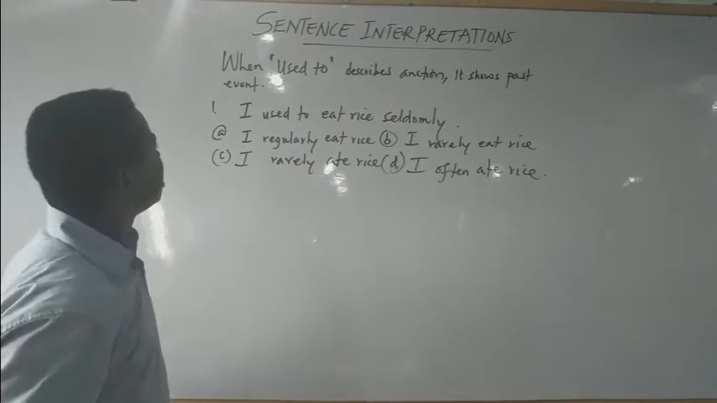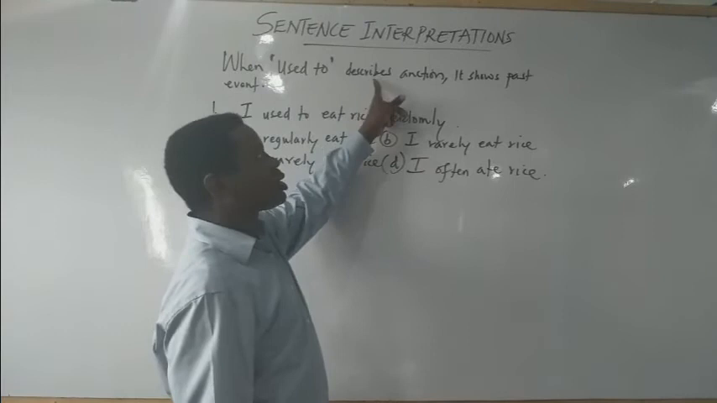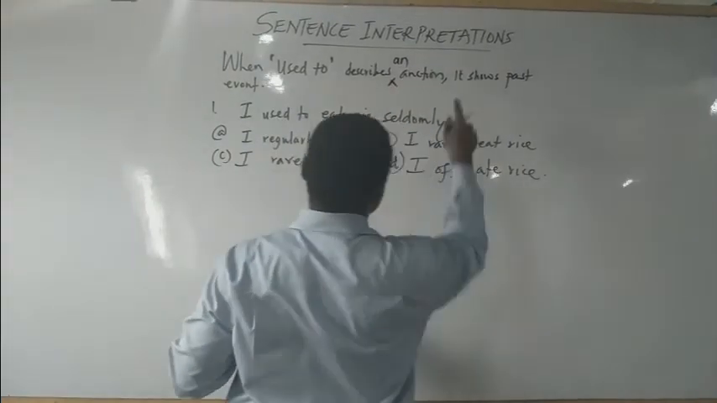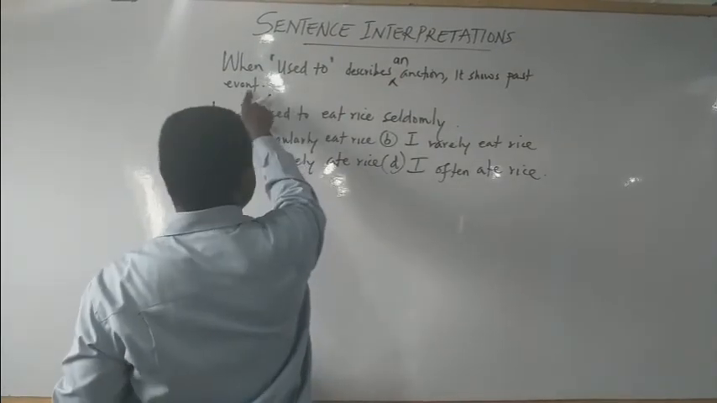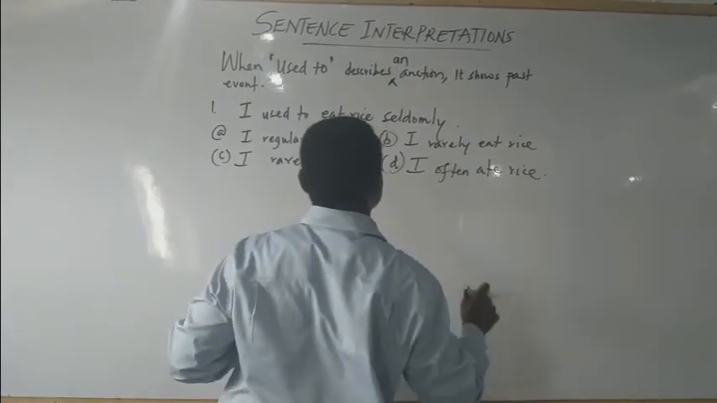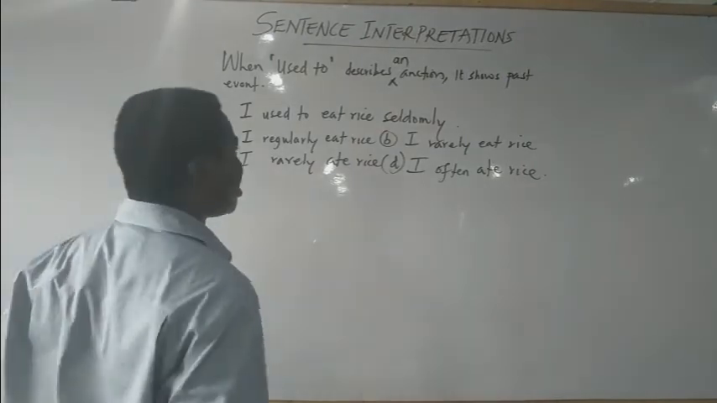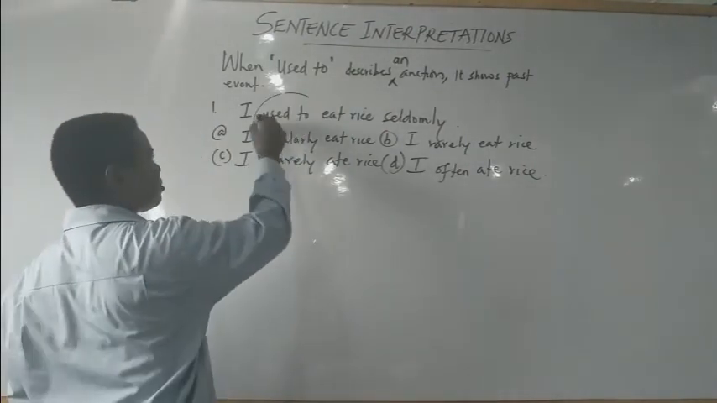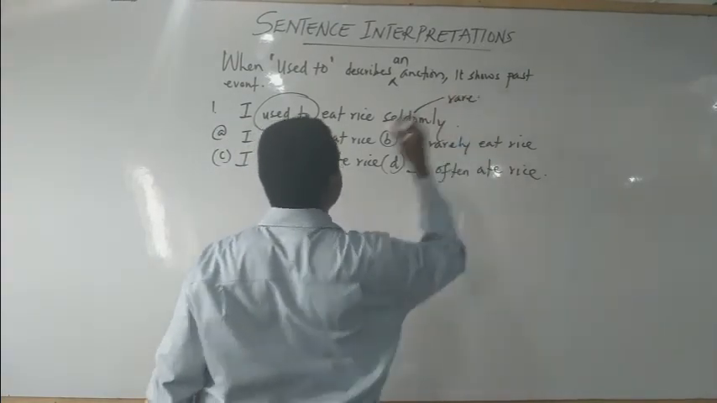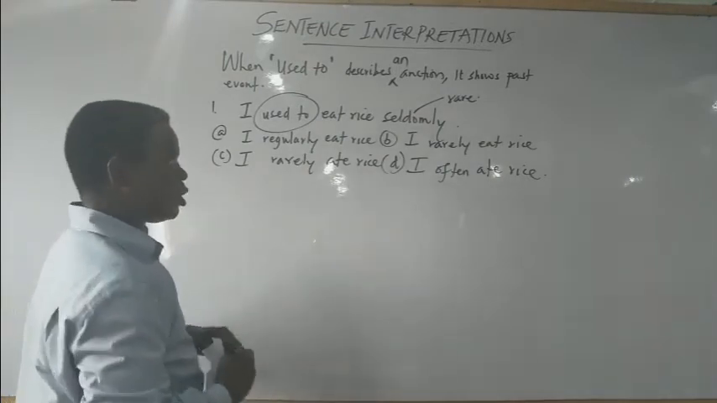It said in the instruction, when used to describe an action, it shows a past event, meaning an action in the past that no longer occurs. That's the meaning. So I have this: I used to eat rice suddenly. Used to shows past. And suddenly means rare, very rare. It does not occur often. That's the meaning of suddenly.